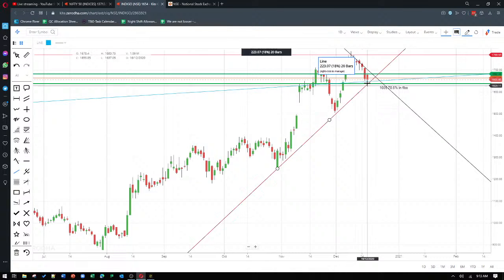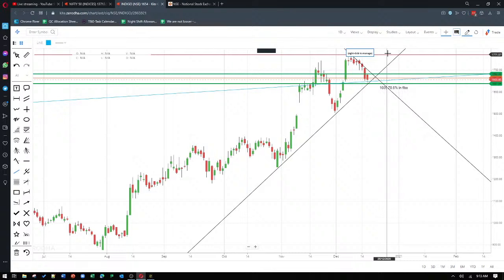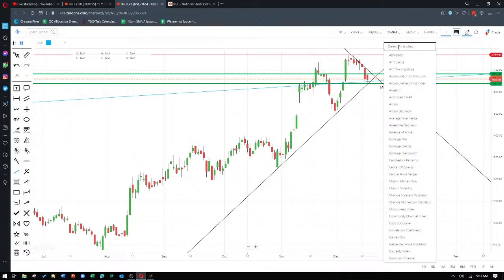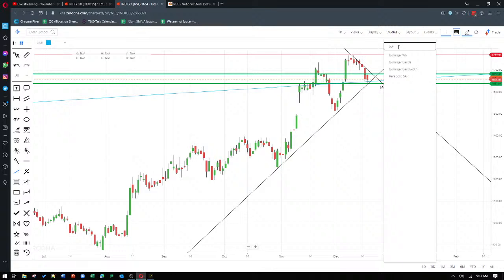Basically, this candle, what we see here, is a bearish candle, but it took a support from this line, right? That is what the target also we kept. So let us quickly check from the Bollinger Band perspective.